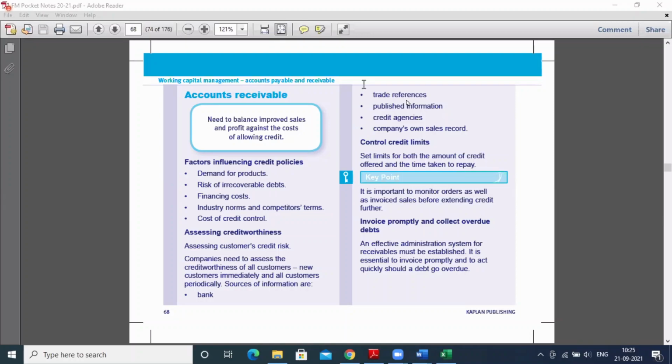And if the customers are old customers, by seeing their previous transactions, we can assess their creditworthiness. Nothing but the company's own sales record. I hope it is clear. Is it clear?